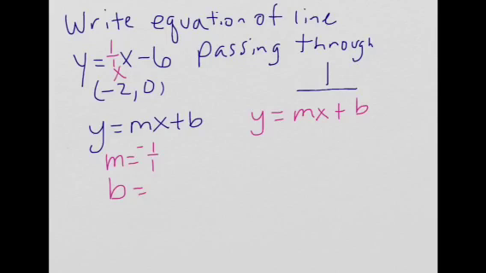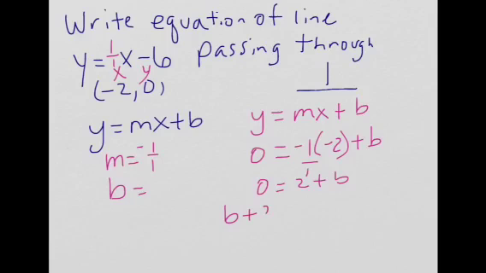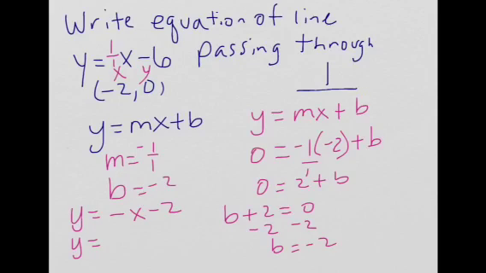Our x is negative 2, and our y is 0. So 0 is equal to negative 1 over 1 times negative 2 plus b. 0 is equal to 2 plus b. b plus 2 is equal to 0. Zero pair out, and b is equal to negative 2. So our equation is going to be y is equal to negative x minus 2. We look at our original equation, y is equal to x minus 6, and we notice that our slopes are flippy-flippy, or opposite reciprocals, which means that those two lines are perpendicular.